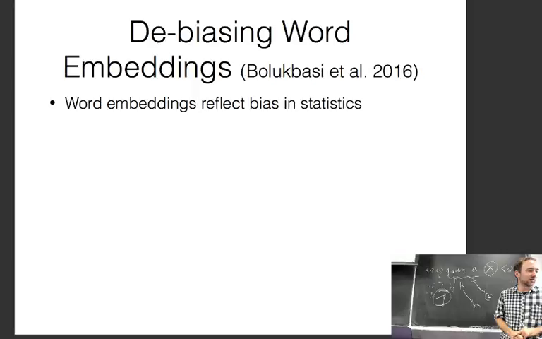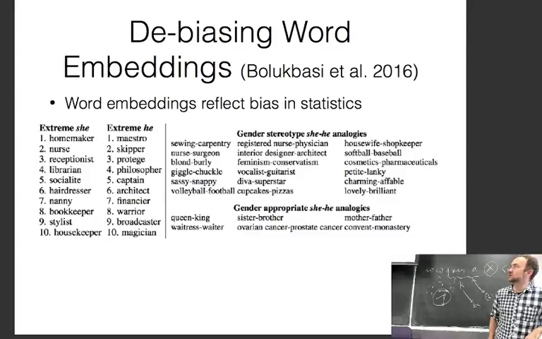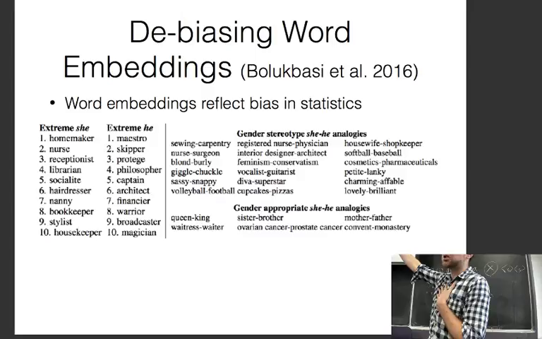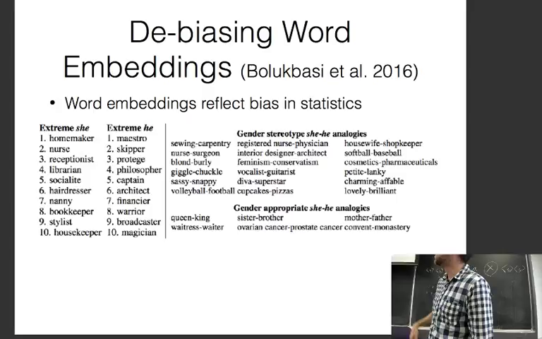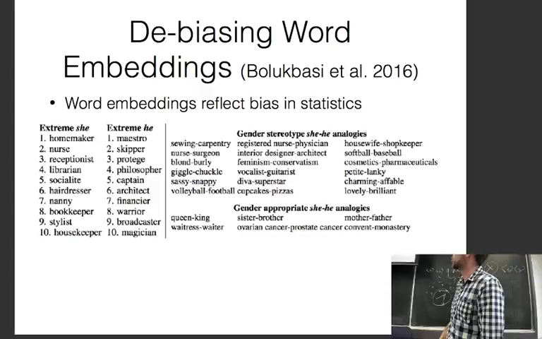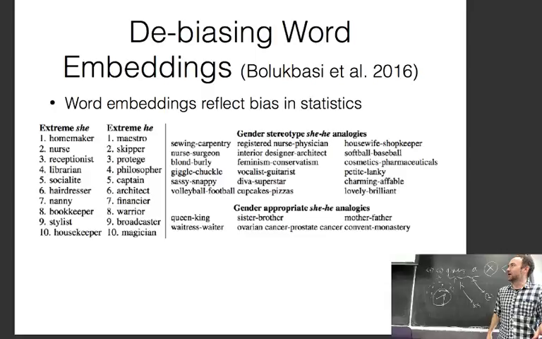Basically the idea is that word embeddings reflect bias in statistics. So if we have a biased statistic, we might have word embeddings that come up with things like, if you look at she and he and you look at the occupation-based words for each of these, it comes up with things like homemaker, nurse, receptionist, etc. for female, and maestro, skipper, protege, philosopher for male. And I think it's obviously not a good thing if we're forcing occupations on people based on our data. So the idea here is that we would like to neutralize something like this, so we can make more fair decisions.